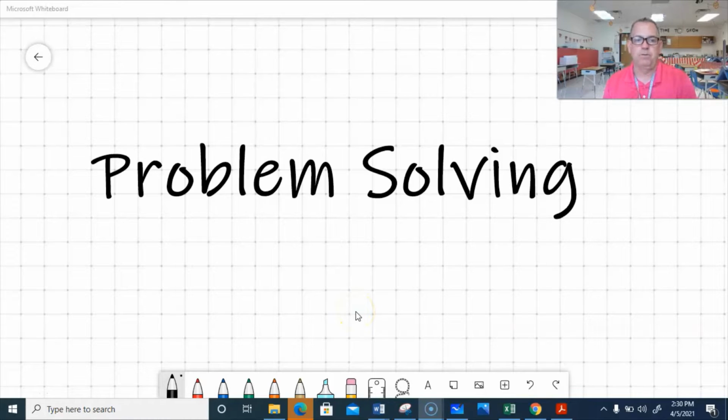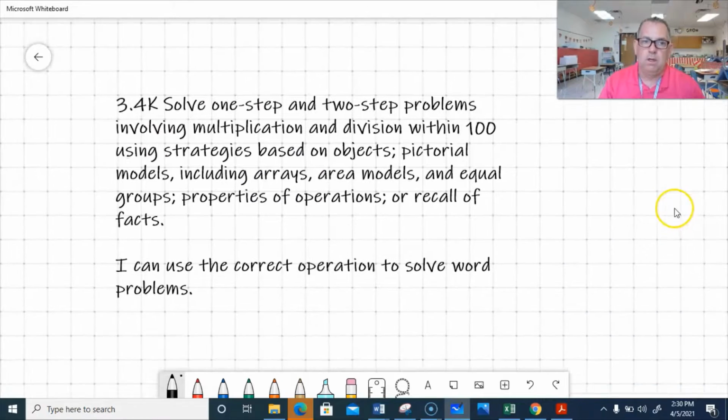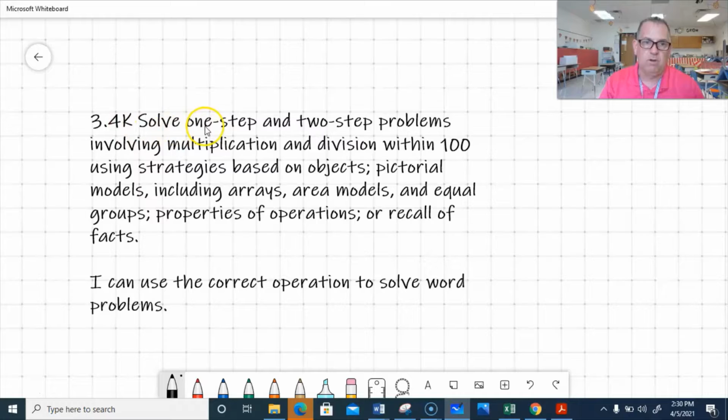We're going to be talking about problem solving again, and the specific skill we're going to talk about is 3.4K: solve one-step and two-step problems involving multiplication and division within 100 using strategies based on objects, pictorial models, including arrays, area models, and equal groups, properties of operation, or recall of facts. And basically, in any problem solving, probably one of the biggest problems third graders have is being able to choose the correct operations. So I can use the correct operation to solve word problems.